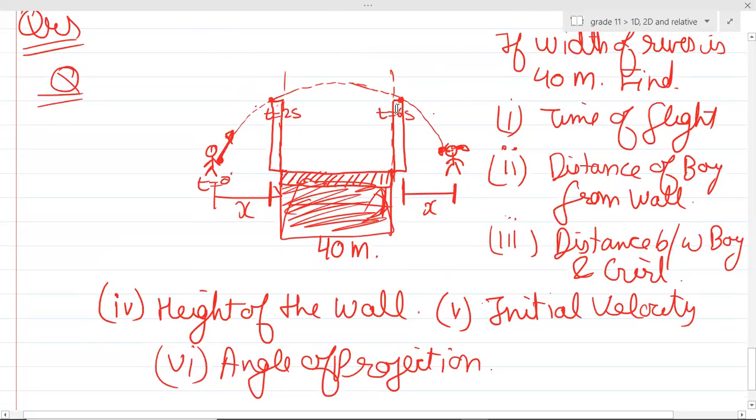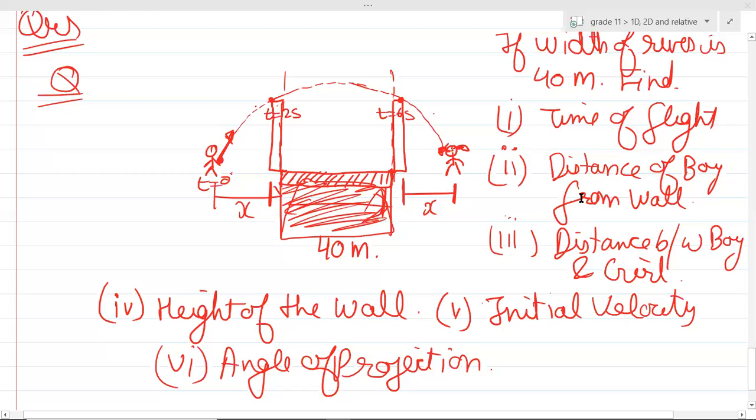So see guys over here, this is time, the second wall and the first wall. Your screen has gone blank. Can you reshare? Okay. I'll reshare again.